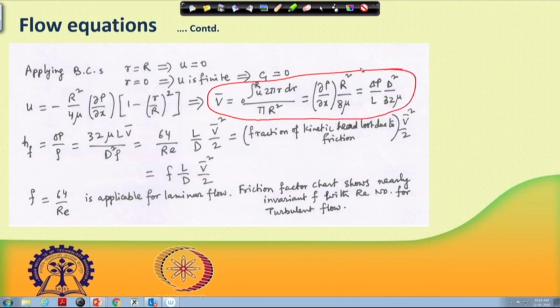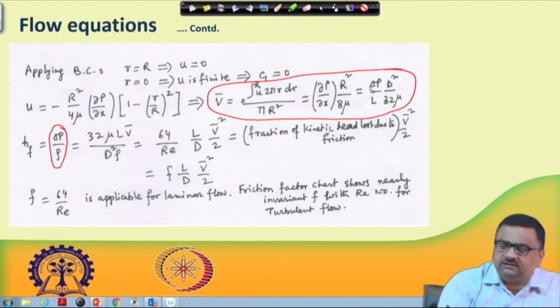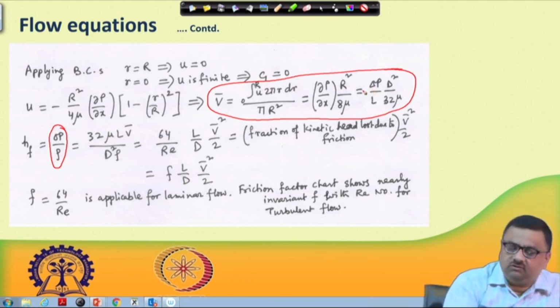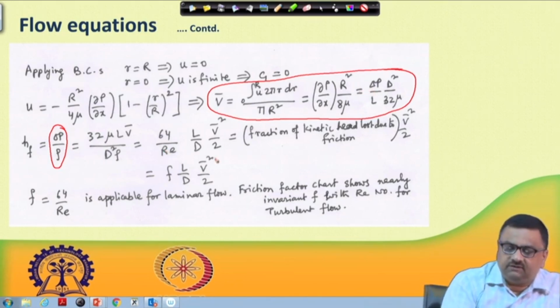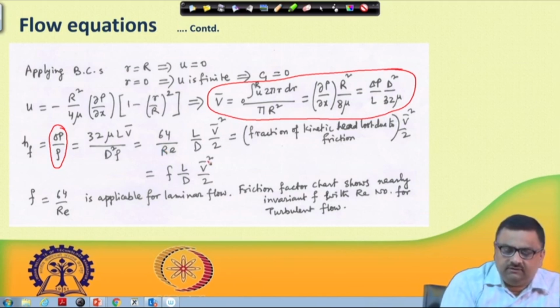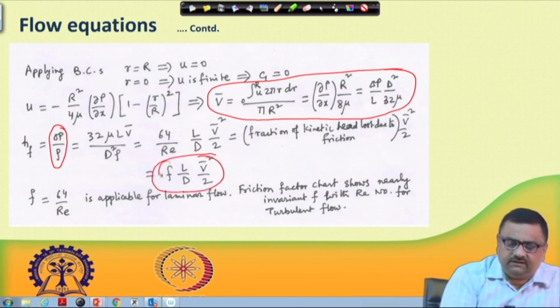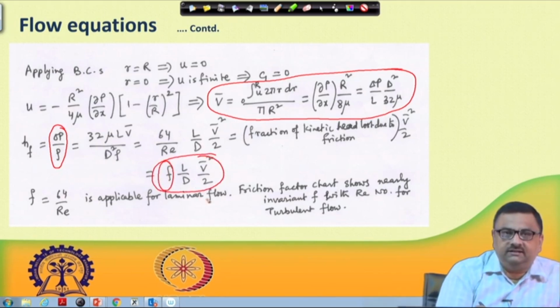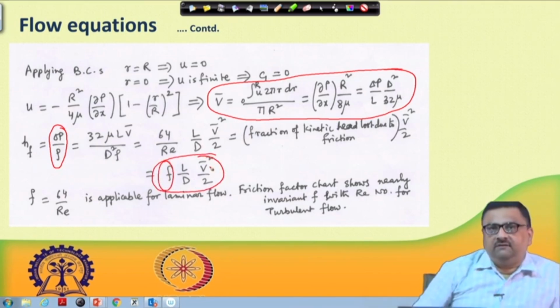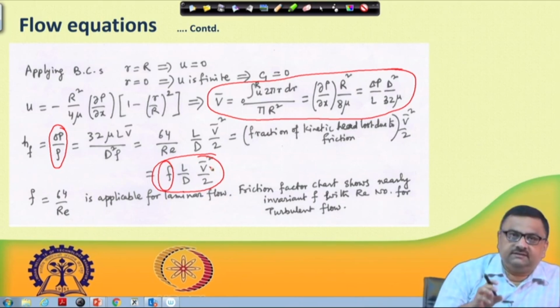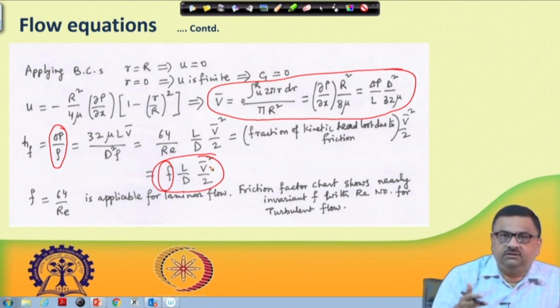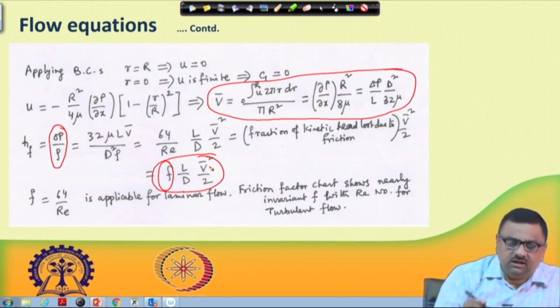This is the expression for average velocity, and then we tried to find out what the pressure drop, delta p by rho, would be. If the average velocity depends on pressure drop this way, what would be the pressure drop in terms of average velocity? This is the expression, and then we express this delta p by rho in terms of a friction factor F and the kinetic energy, V bar square by 2, the average velocity square by 2. This is a kind of kinetic energy per unit volume.